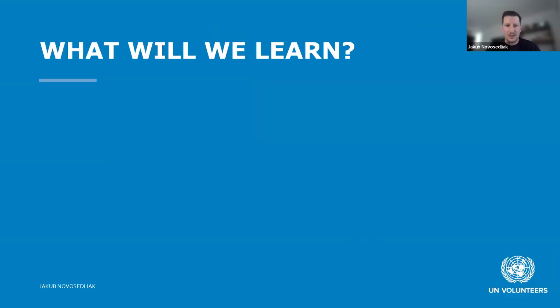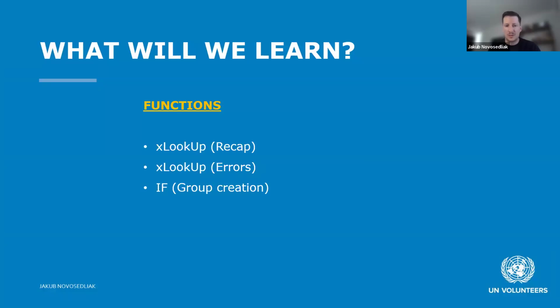So what we will learn today, we will go through the functions. As mentioned, we will recap the XLOOKUP function, and you will practice how to use it. Then I will show you how to handle errors, as I mentioned. So we will use the function IFERROR and combine this function with the XLOOKUP function. And then, as mentioned, we will use the IF function to create the groups from age.